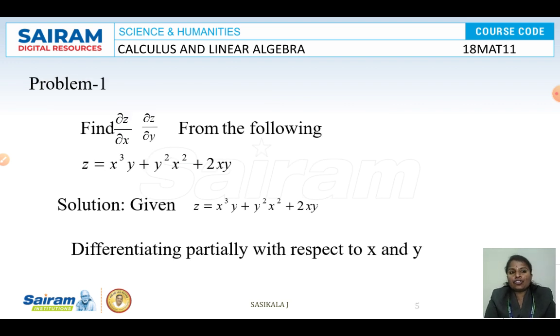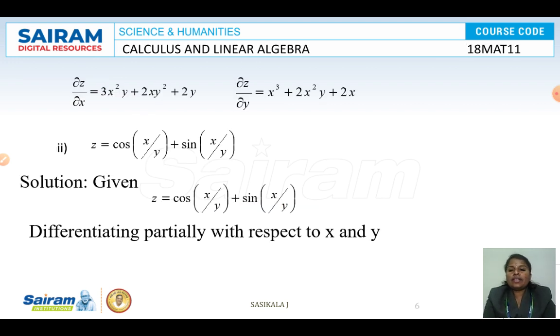Now we'll go for the first problem. Problem number 1: find dou f by dou x and dou f by dou y from the following, where z is equal to x cube y plus y squared x squared plus 2xy. In the solution, given z is equal to x cube y plus y squared x squared plus 2xy. Now differentiating partially with respect to x and y, that's what they asked us to find out.